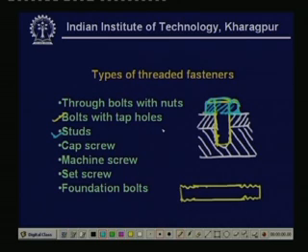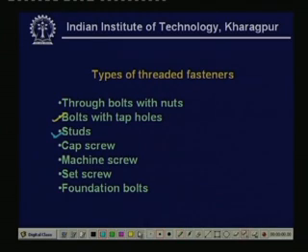Now, there is another kind of threaded fastener which is known as cap screws. Cap screws are just like bolts with tap holes, but they have various kinds of head shapes. So, let me draw a few. Cap screws will have threaded parts and head.